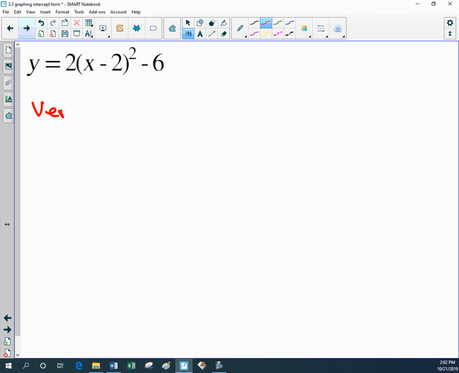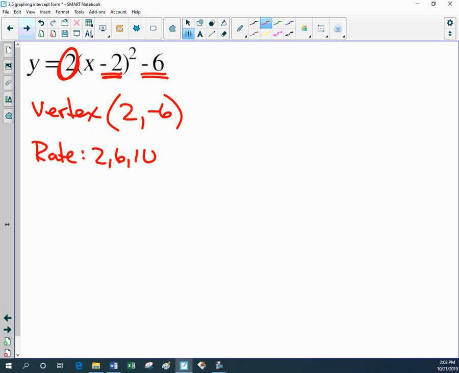Okay, so these are the easy ones. Vertex form, everything we need is given to us in the equation. So to find the x-coordinate of the vertex, we take the opposite of the number inside the parentheses. So this is negative 2, so the x-coordinate would be positive 2. That's the x, and then the number outside the parentheses is the y, and that stays the same. So the vertex is at (2, -6). The rate would be a, so 2 times 1, 3, 5, so it'd be 2, 6, 10.